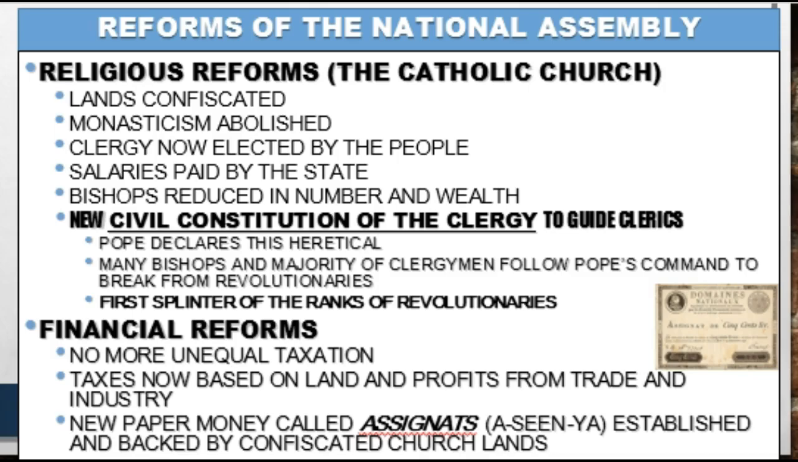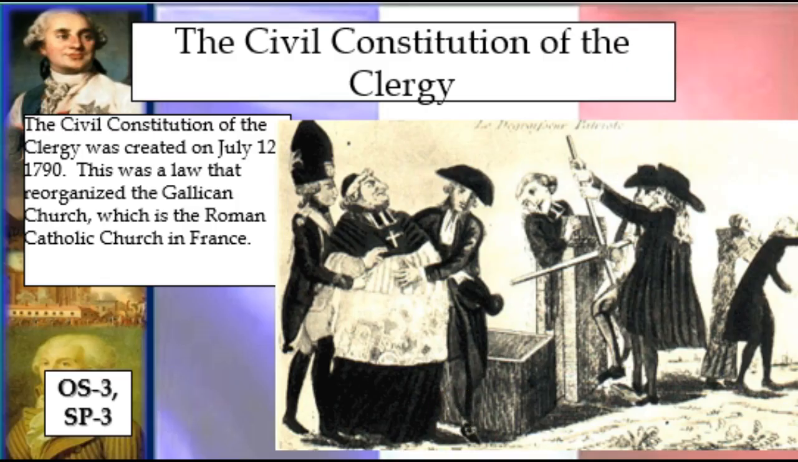More on this later. As you can see by this cartoon, this rendition of the Civil Constitution of the Clergy, they paint the image of the priests being fat and too wealthy, so they're going to squeeze them in a vice, squeeze the money out of them, and help pay for the debt and try to provide some relief for the peasants in the lower class.